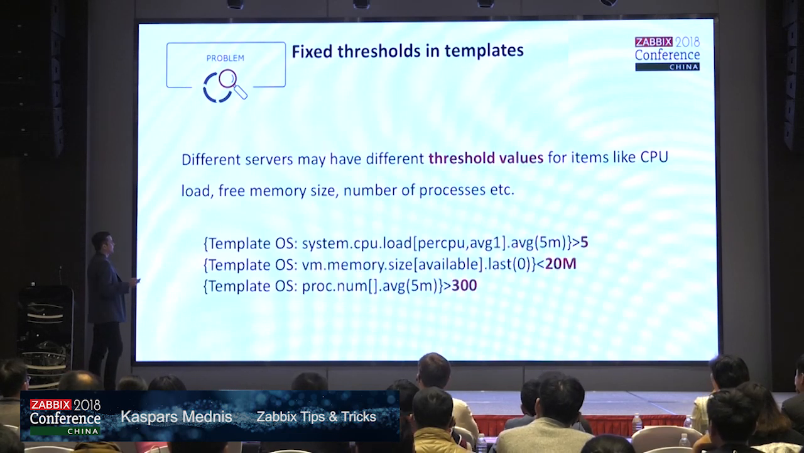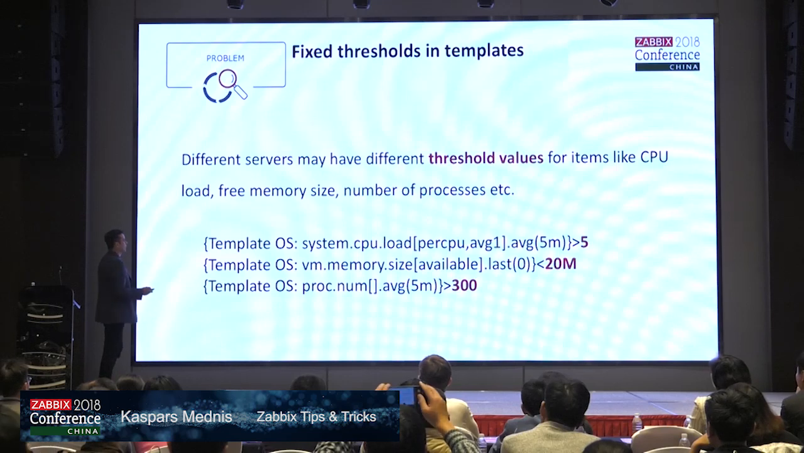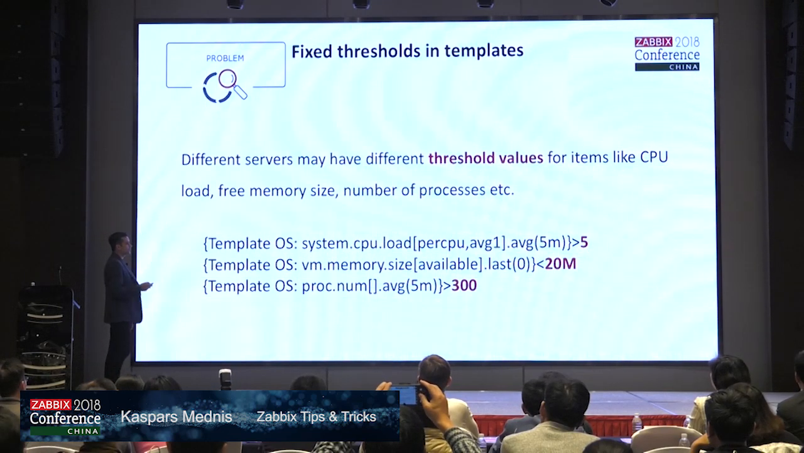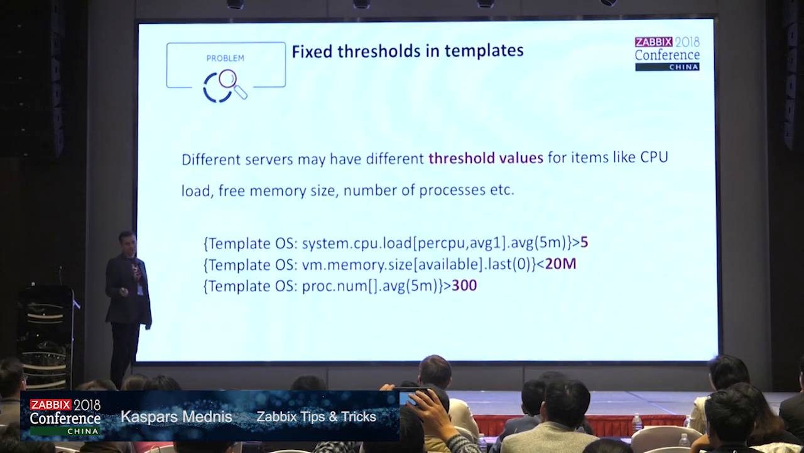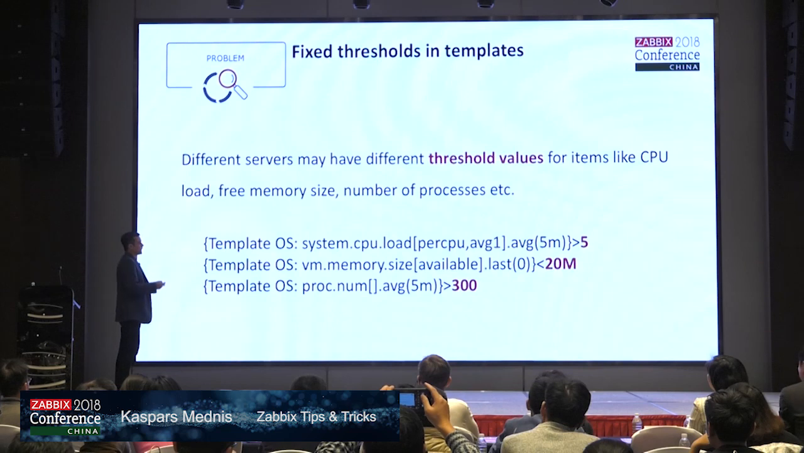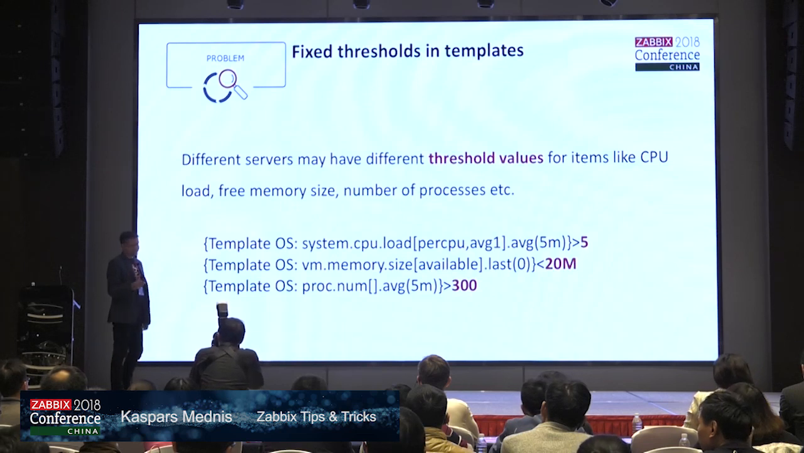Here, a standard use case. You have different servers and they have different loads. For some servers, CPU load is heavier, or maybe memory usage is heavier, or you have more processes running, and some servers are less used. So, if you're using the same template with a fixed threshold, then you will have a lot of false alarms. And maybe you will need a different template or things like that.